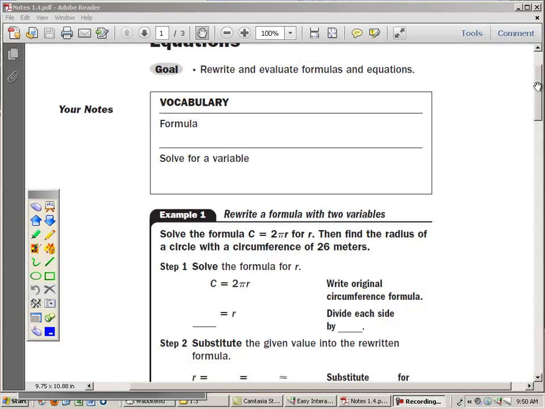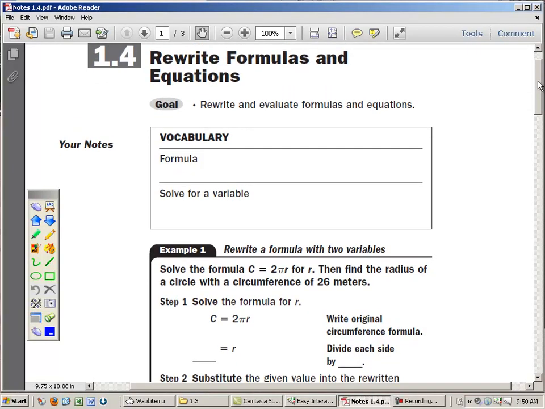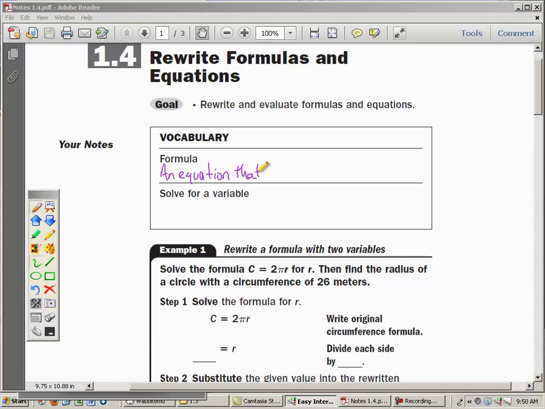Okay, welcome today. We are going to be working on rewriting formulas and equations. And so when we rewrite a formula, first let's define a few things. Let's talk a little bit about a formula. A formula is essentially an equation that contains two or more variables.